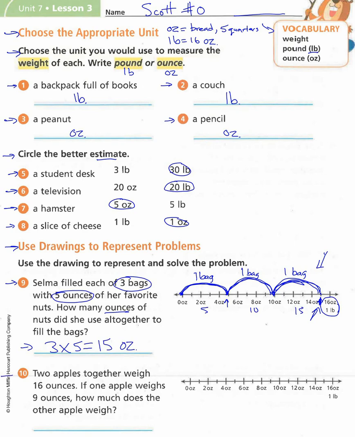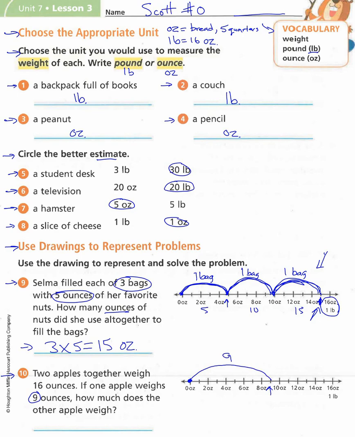Alright, so we're going to do the same thing down here on number 10. 2 apples together weigh 16 ounces. If 1 apple weighs 9 ounces, how much does the other apple weigh? Okay, so let's go ahead and let's use this again. Here we are at 0, and it tells us that 1 apple weighs 9. So let's hop from 0 to 9. Well, 9 is not really listed on there, but where would it be? Yep, right there, right in between 8 and 10, right? So we're gonna hop to there. And we said that that was 9.